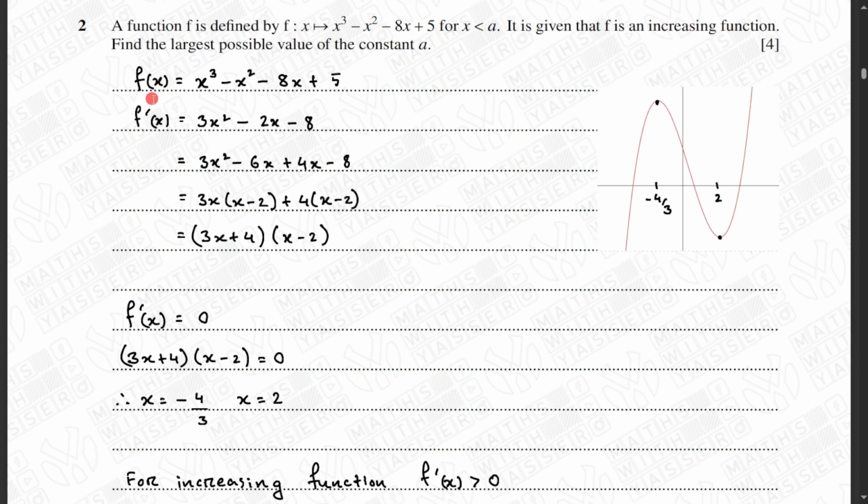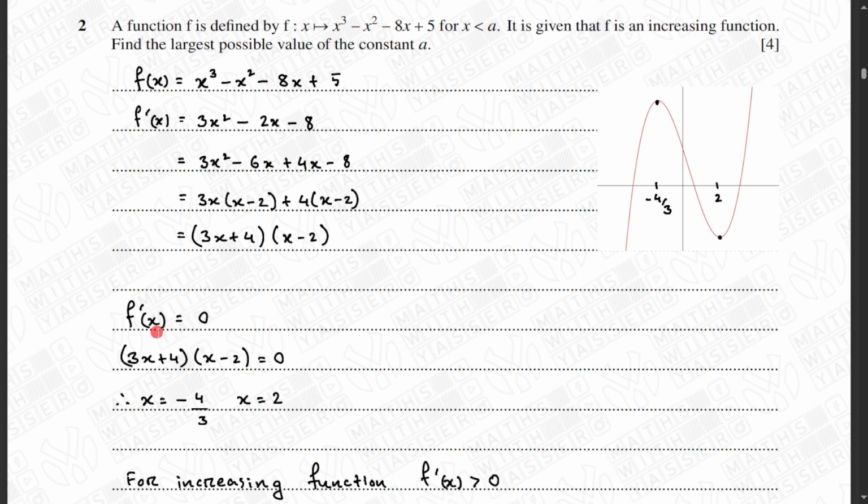So we need to differentiate the function and we get 3x squared minus 2x minus 8. By doing middle term break, we get 3x squared minus 6x plus 4x minus 8. And then we take 3x common and we get x minus 2. And then we take 4 common and then again we get x minus 2. So the factors are 3x plus 4 and x minus 2.